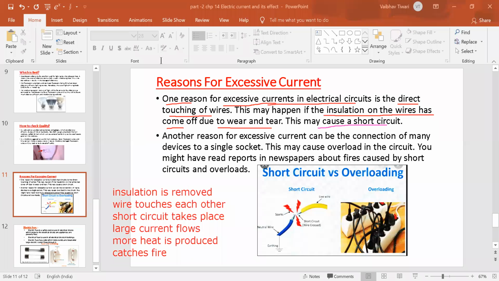Understood how a short circuit is responsible for a fire? First of all, if the insulation has been removed and the wires touch each other, then a short circuit will take place. And when a short circuit takes place, a very large current starts flowing through the wire, because of which more and more heat is produced, and more heat leads to fire. This is how the wire catches fire, and then the whole house catches fire. Is this clear to everyone?